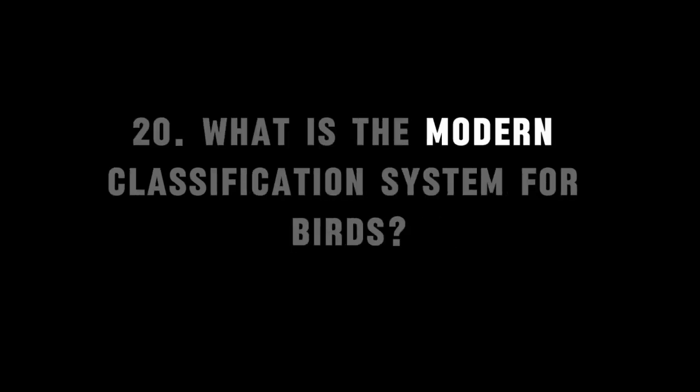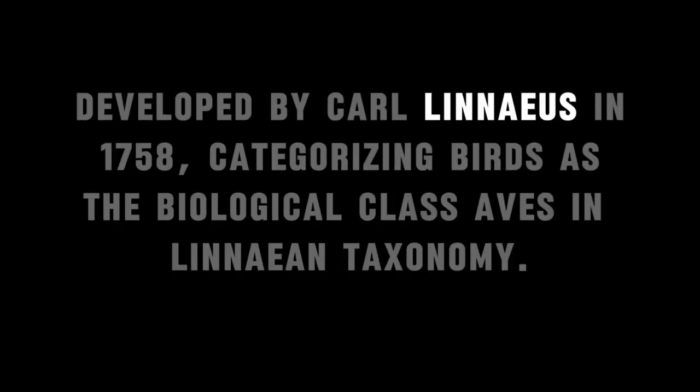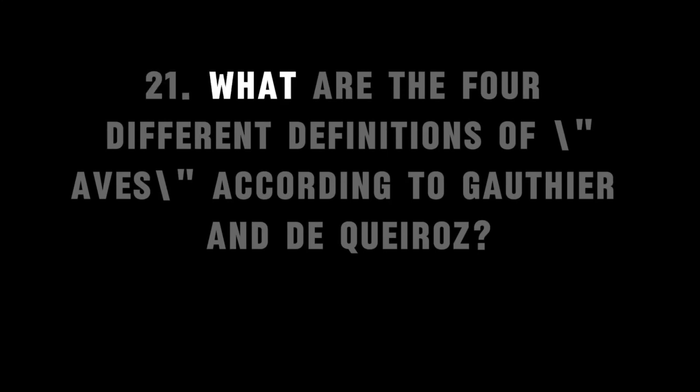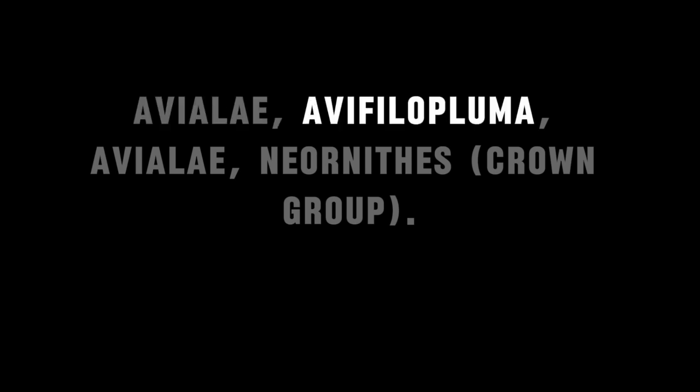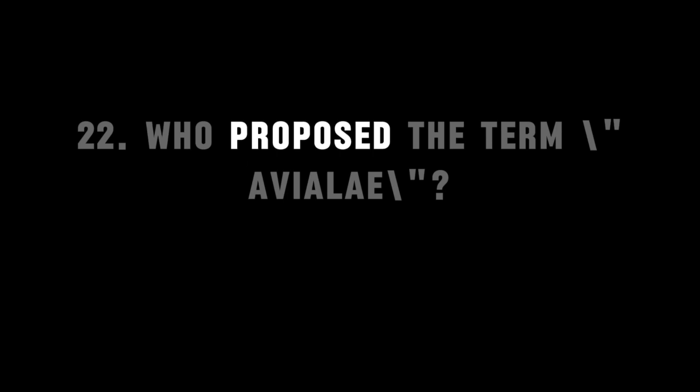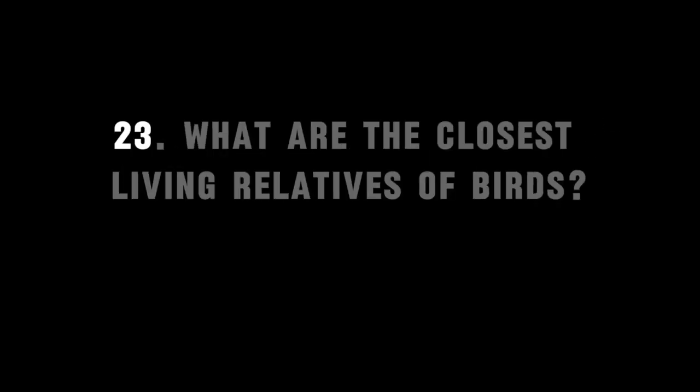20. What is the modern classification system for birds? Developed by Carl Linnaeus in 1758, categorizing birds as the biological class Aves in Linnaean taxonomy. 21. What are the 4 different definitions of Aves according to Gauthier and de Queiroz? Avialae, Avifilopluma, Avialae, and the crown group. 22. Who proposed the term Avialae? Jacques Gauthier in 1986.